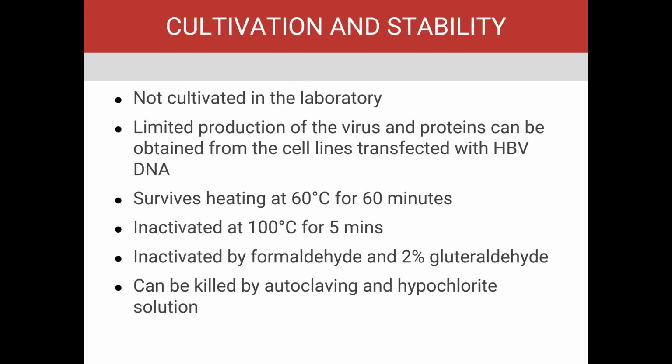Next, cultivation and stability. This virus cannot be cultivated in the laboratory. We cannot grow it in any tissue cultures or cell lines, so there is only limited production of the virus and proteins, which we can obtain from cell lines transfected with the HBV DNA. This virus survives heat at 60 degrees centigrade for 60 minutes. It is inactivated at 100 degrees centigrade for 5 minutes. If we maintain a temperature of 100 degrees centigrade, the virus is inactivated within 5 minutes.